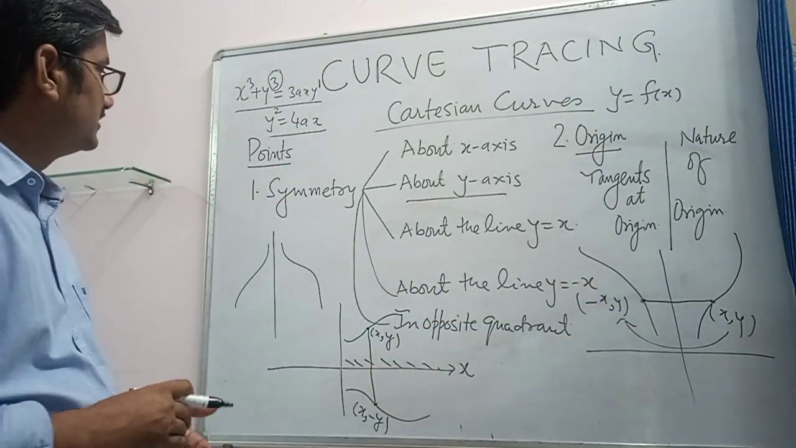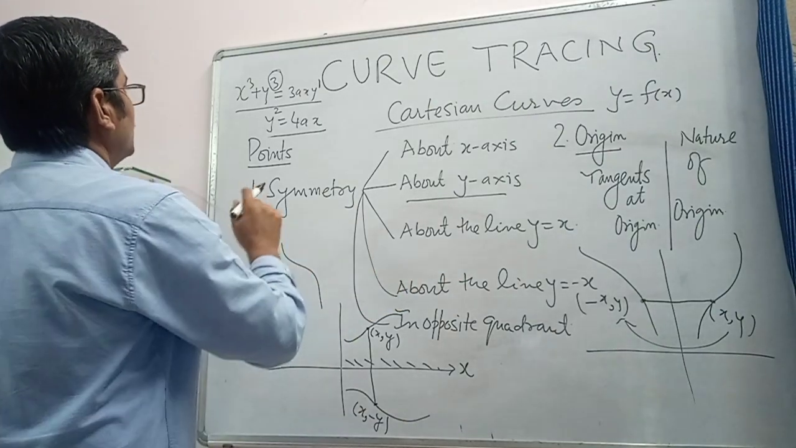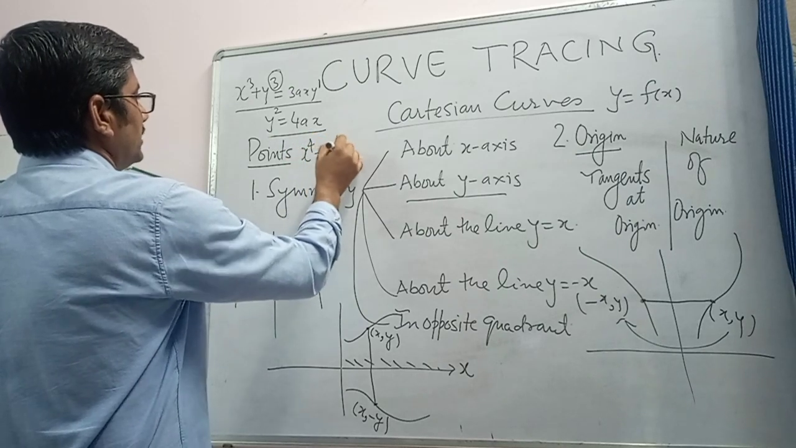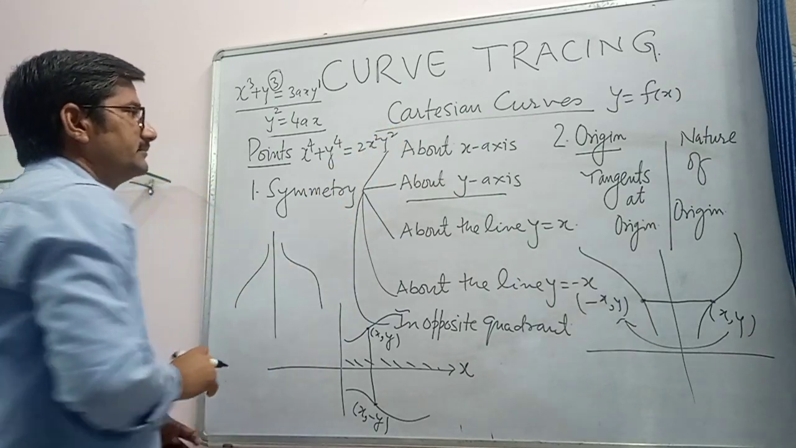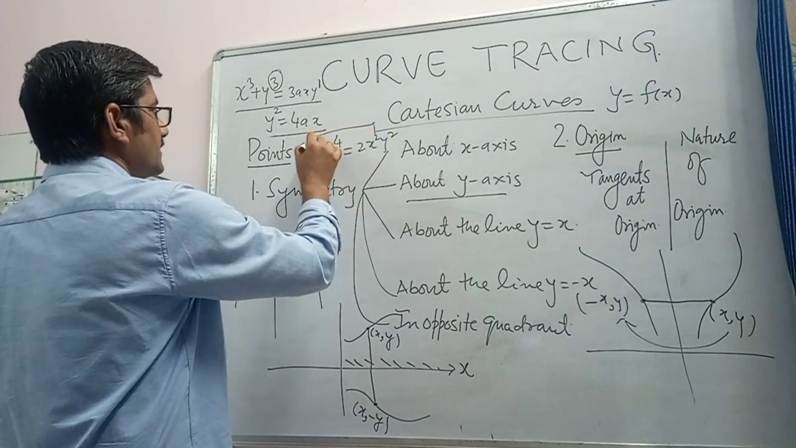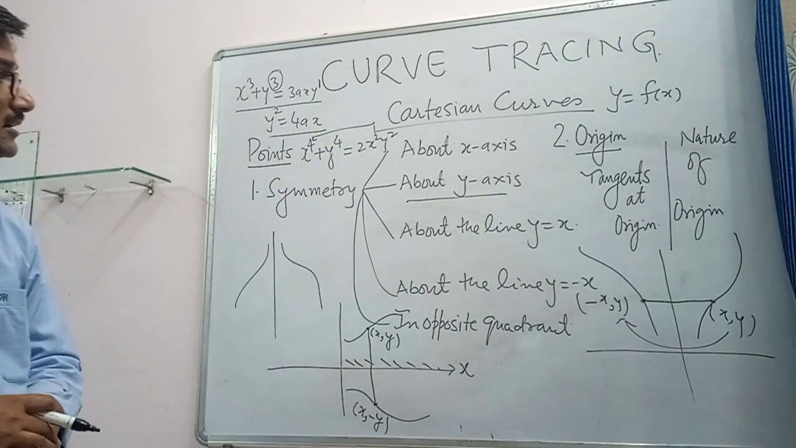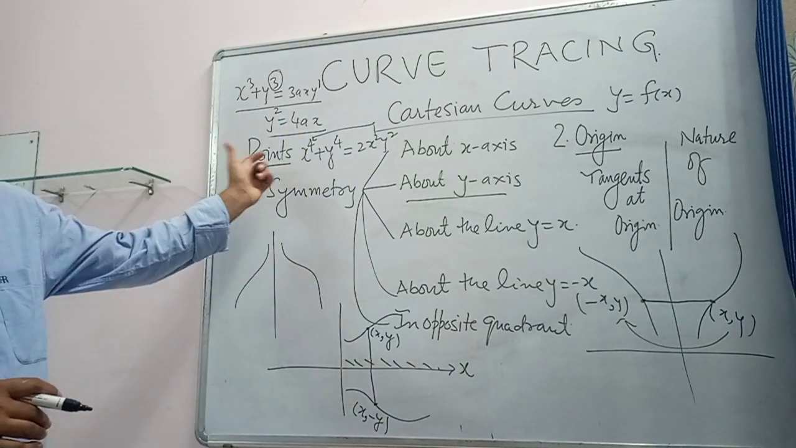So it means all the powers of x in the curve are even. For example, you have this curve x to the power 4 plus y to the power 4 plus 2x square y square. Okay. So all the powers of x are even. So it is symmetric about y-axis, but it is also symmetric about x-axis. It means it is symmetric about both the axes.